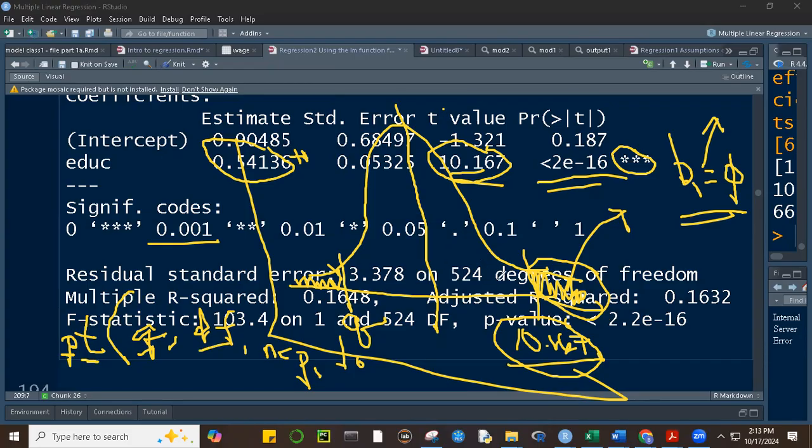That's your N minus K minus 1. N is your number of observations. K is your number of predictors. How many predictors do we have? Only one. And minus 1, class, because you lose a degree of freedom because we're including the intercept. So your degree of freedom will always be N minus K minus 1.